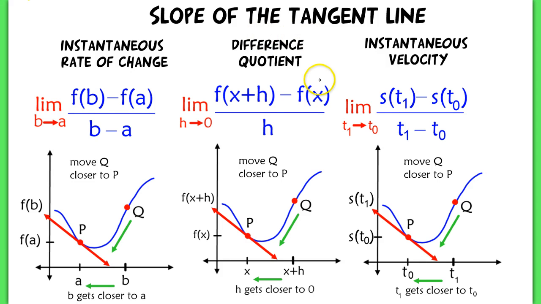And then finally in the middle here, obviously, this is the limit of our difference quotient, so it shouldn't just say difference quotient because that's not really what it's called. It's the limit as h approaches 0 of our difference quotient. So that also gives us the slope of our tangent line.